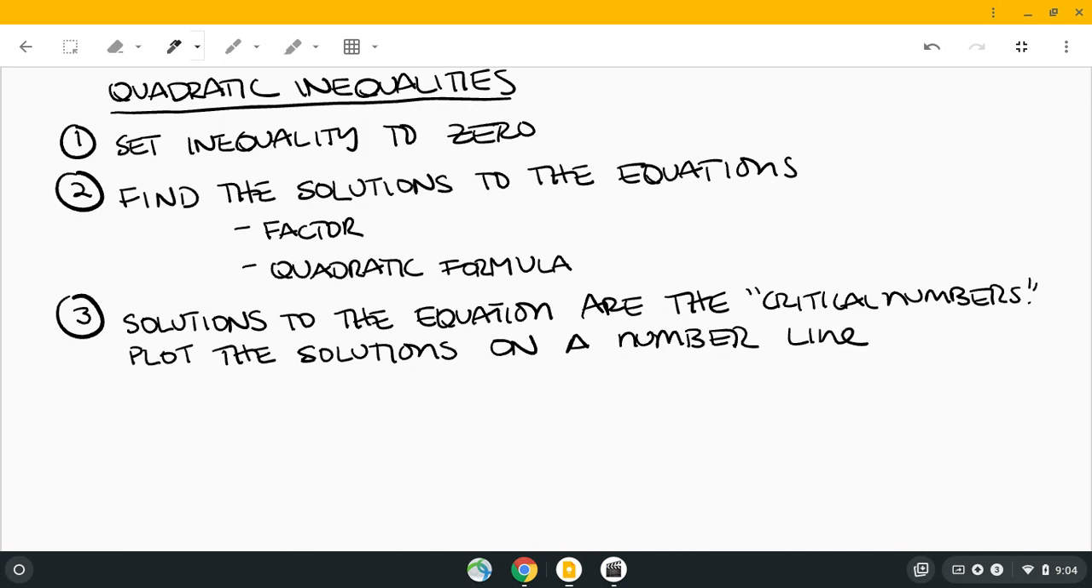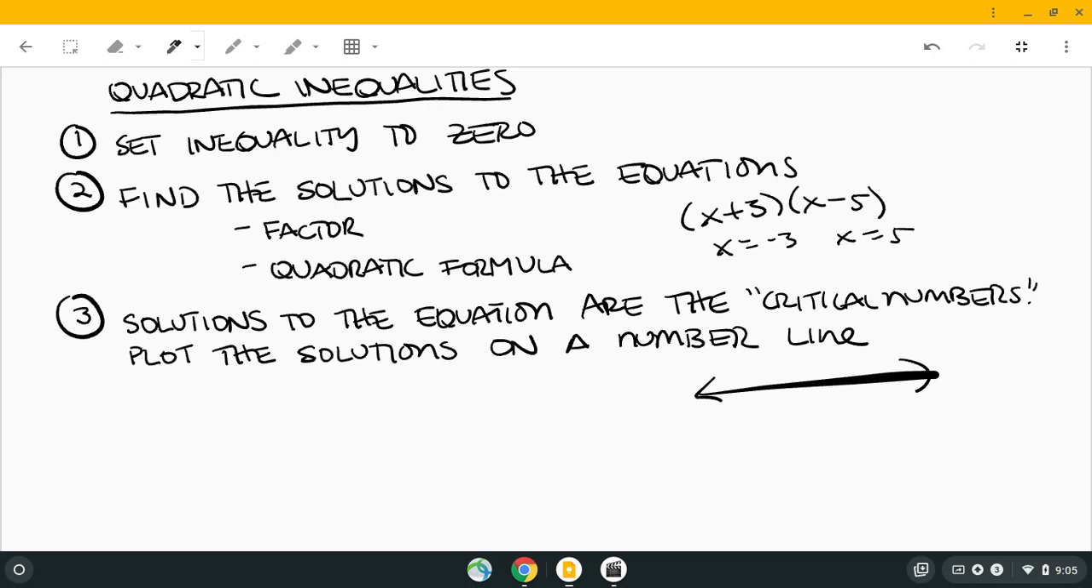Let's say you factored and you got x plus 3 and x minus 5. Then the solutions would be x equals negative 3 and x equals positive 5. So you would go over here, 1, 2, 3, negative 3 is here, and you would plot a point there. Then 0, 1, 2, 3, 4, 5. 5 is over here, so you would plot it over here. So you plot the solutions on a number line.